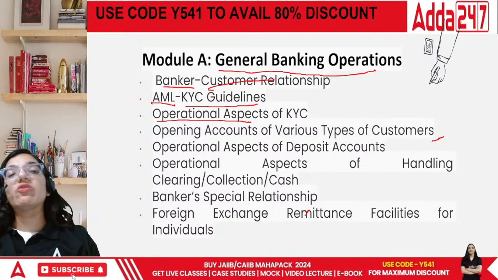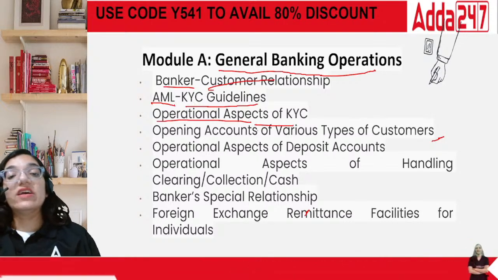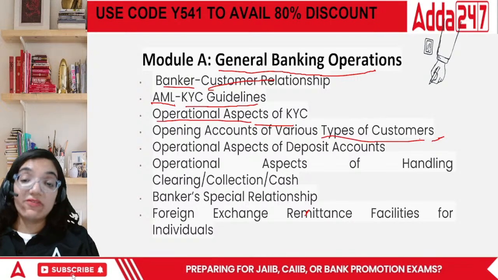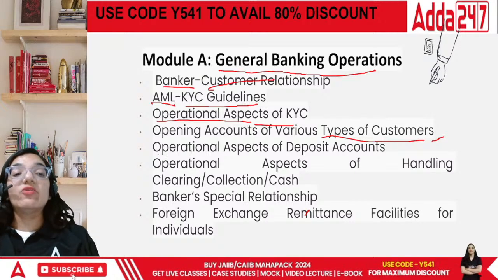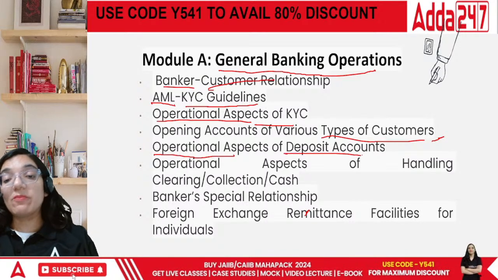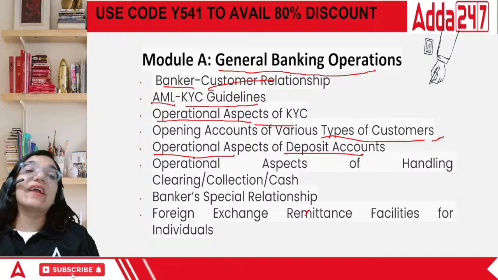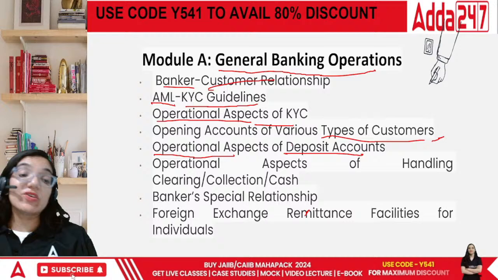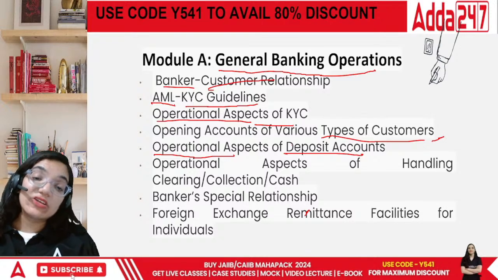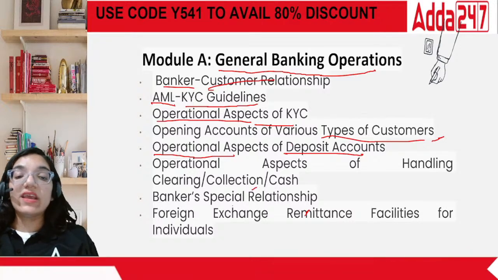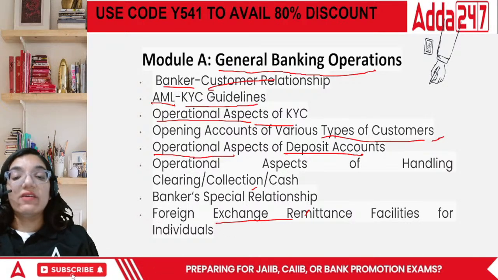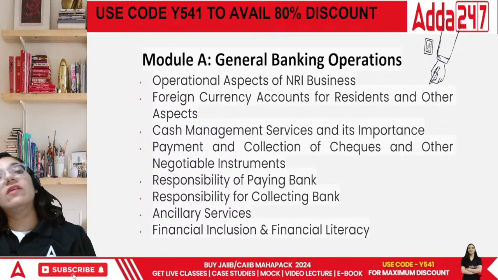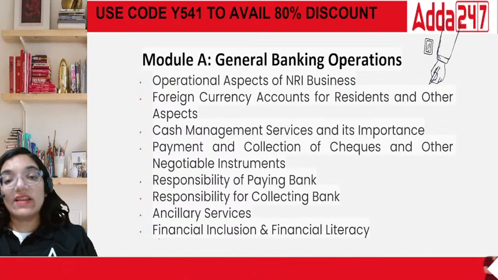What is KYC? Know your customer. Operational aspects of it. Then different types of accounts that people open. CASA, RAFA. All those things are there. Then you have operational aspects of deposit accounts. Operational aspects of handling: how do you deposit a check? How do you clear a check? How do you look forward towards cash? Bankers' special relationship which they build up. Foreign exchange remittance facilities for individuals. What are the facilities that we are bringing up? Then operational aspects of NRI business.